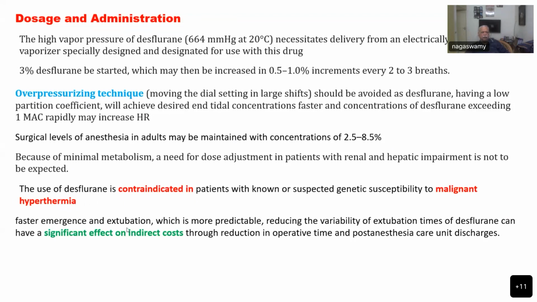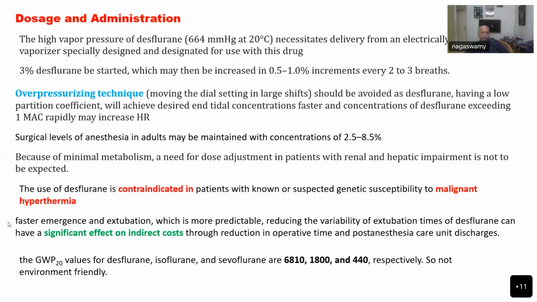Faster emergence and extubation, which is more predictable, reducing the variability of extubation time, can have a significant effect on indirect cost, because you are going to recover the patient faster. The total cost of anesthesia may come down because the patient will leave the theater faster. So the operative time will be less, and post-anesthesia discharge also happens faster. So from an economic point of view also, this is a better agent. But there is a very, very strong objection to using this.